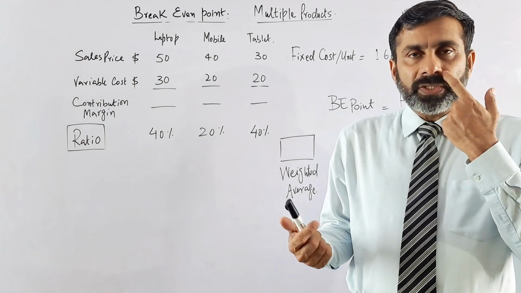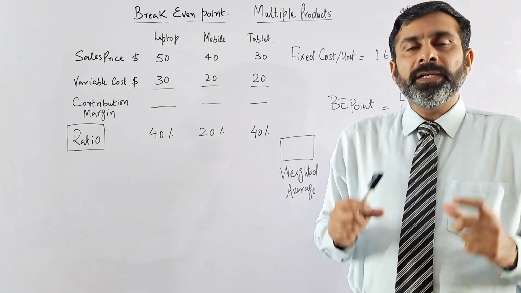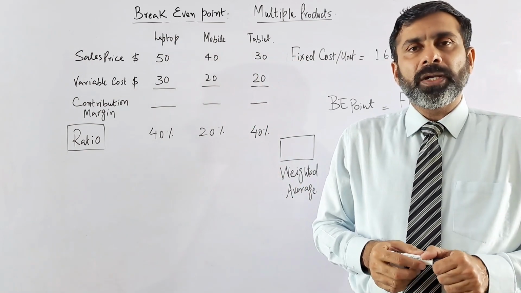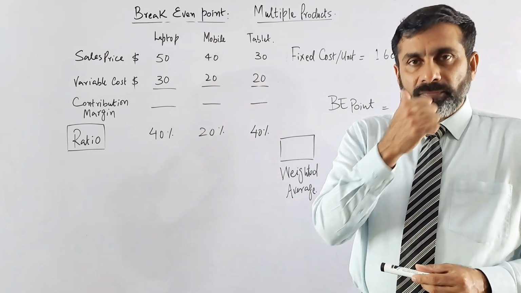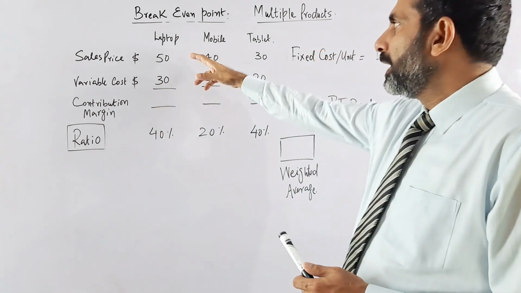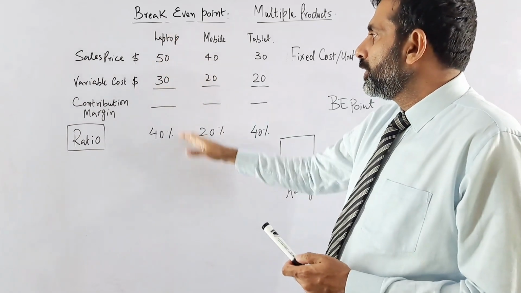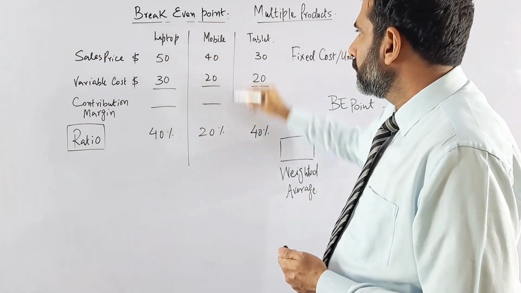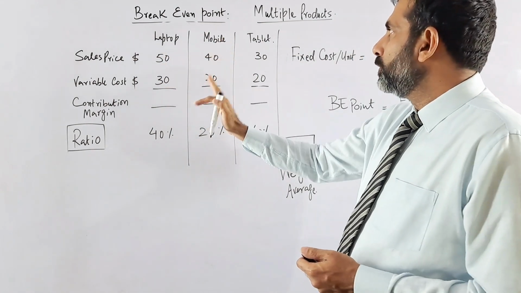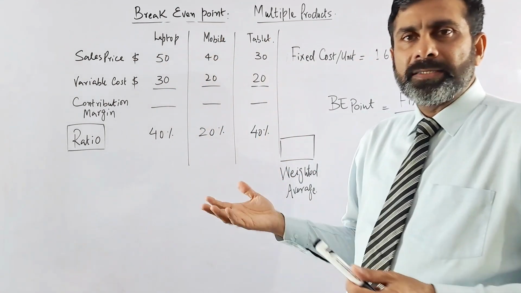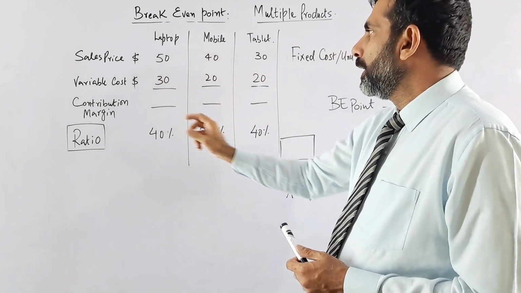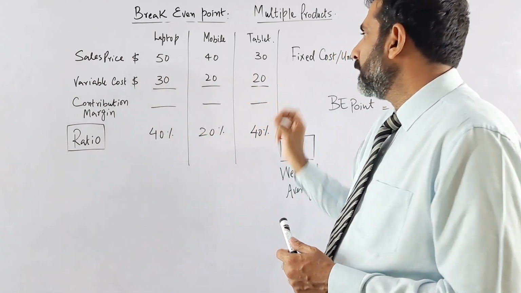In the previous examples, we have calculated for the single product. So here we will discuss how to calculate the break-even point for multiple products. What we need here is one extra piece of information. For example, this company has 3 main products. They have a laptop, a mobile phone, and a tablet. The assumed prices are $50, $40, and $30, and the variable costs are 30, 20, and 20.